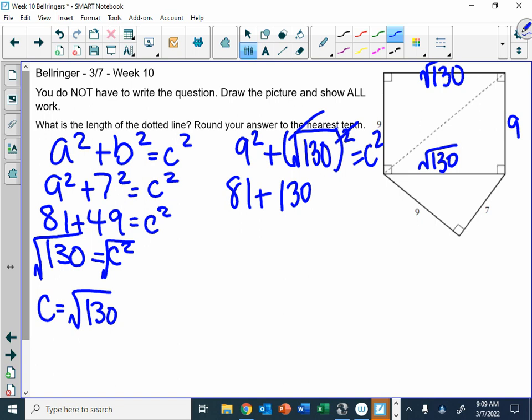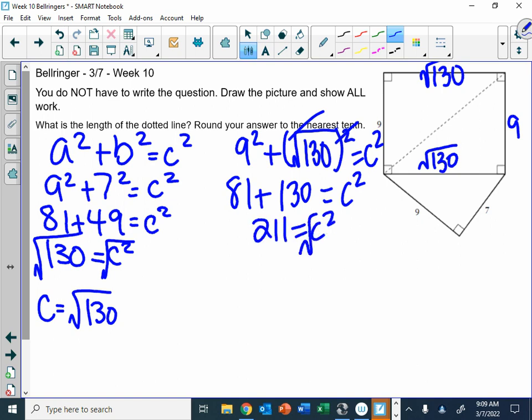So that's why I just leave this as is for now. Because when I bring that down, that's just 130. And I don't have to square 130. I've already squared the leg. The leg was the square root of 130, so I've already squared that. I can keep going. What is 81 plus 130? 211.